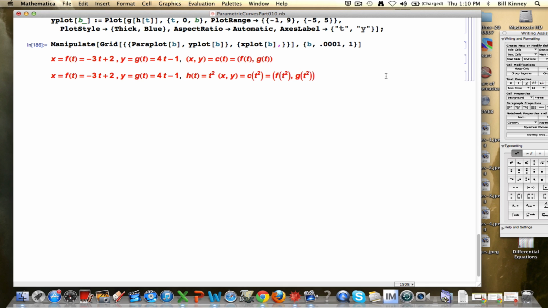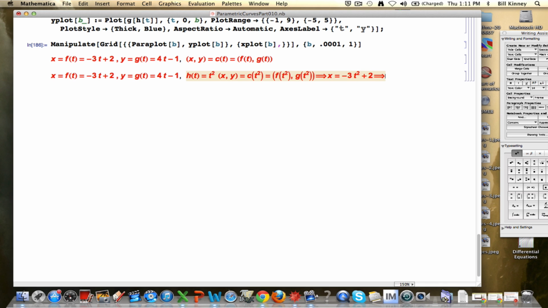Making them nonlinear, why does it still produce a straight line then? It does still produce a straight line. Well, use the technique of elimination. What we have here is that in this situation, x equals negative 3 t squared plus 2. Where did I get that? I went to the f equation and replaced t with t squared.